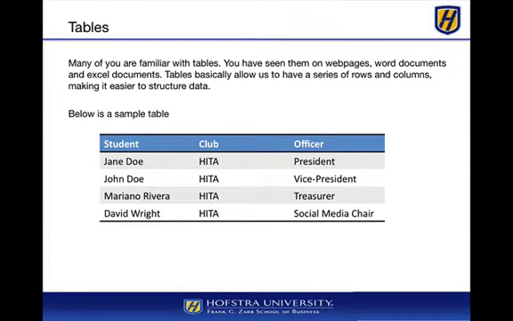So you're pretty much familiar with tables. I mean, you've seen them in Word documents. You've seen them, obviously, in Excel. It's basically rows and columns. So you have a sample table here. We've got the four people in the column with a heading. We've got student, club, and officers as the individual columns. And for those of you who are interested, the club is the Hofstra IT Association. This is our sample table.